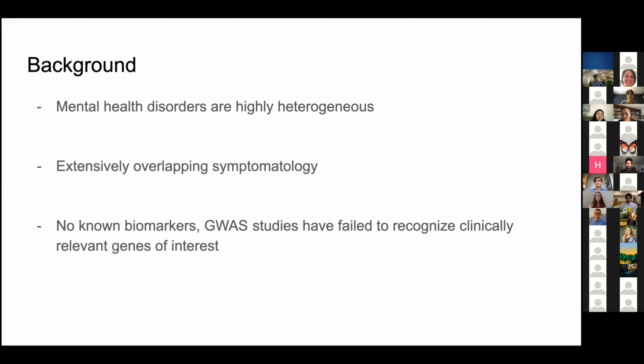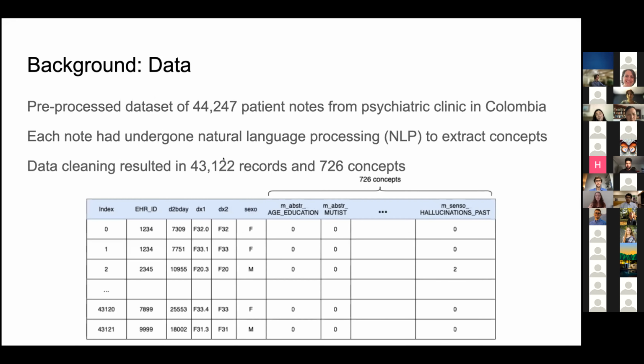A recent focus in psychiatry research is dimensional models rather than traditional categories. With these models, finding homogeneous patient groups may aid us in the search for biomarkers. For our project, we used over 40,000 intake notes from a database of Colombian psychiatric electronic health records. Notes from the mental status exam and patient history were pre-processed to extract concepts.